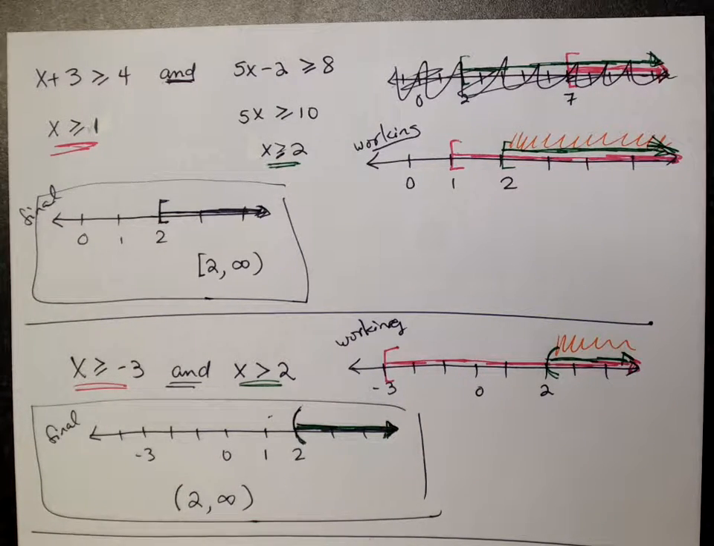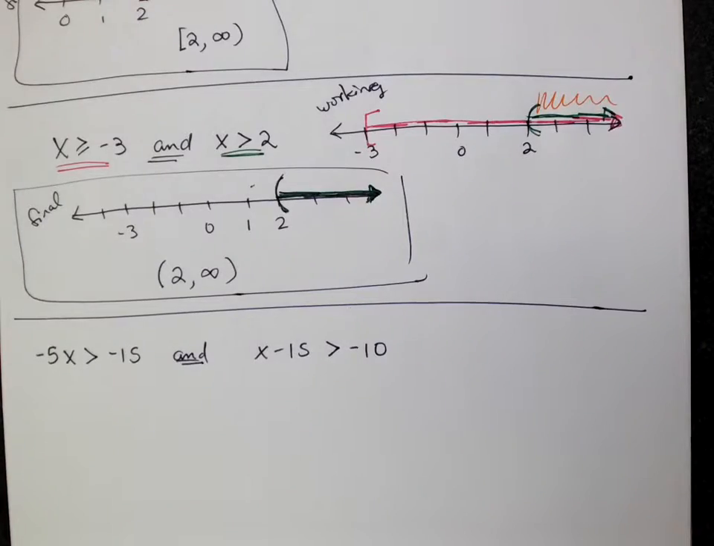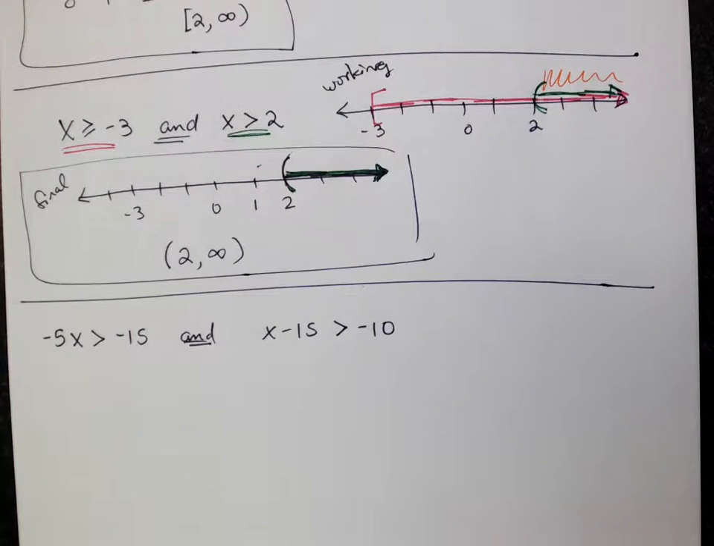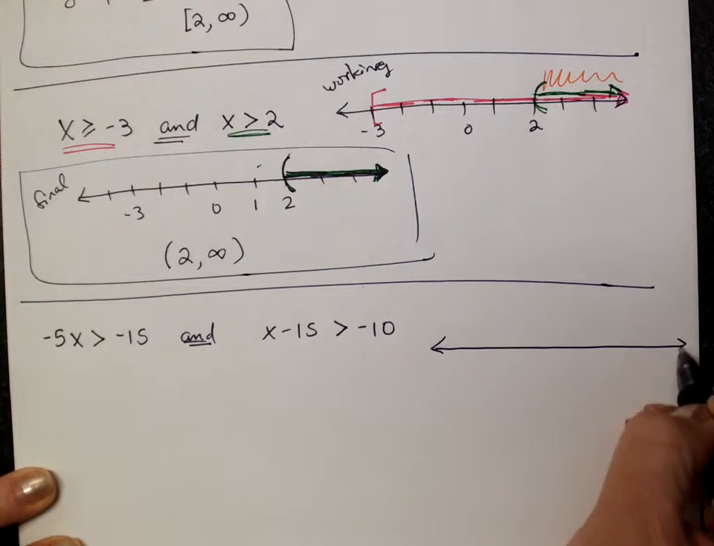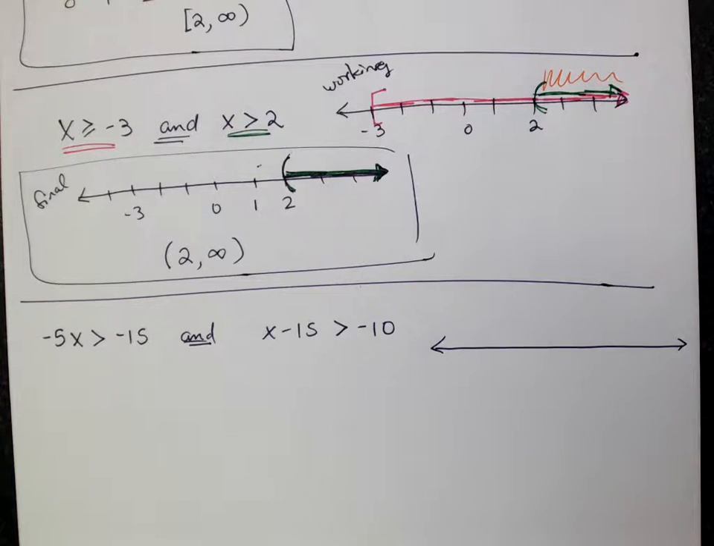-5x is greater than -15, and x minus 15 is greater than -10. Okay. So treat them as separate linear inequalities, solve them each separately, and then put each of them together on one working graph to see how they interact.